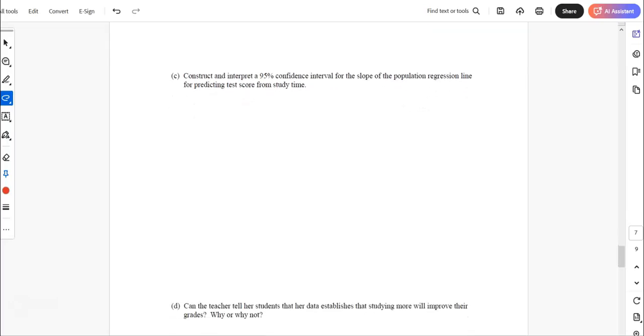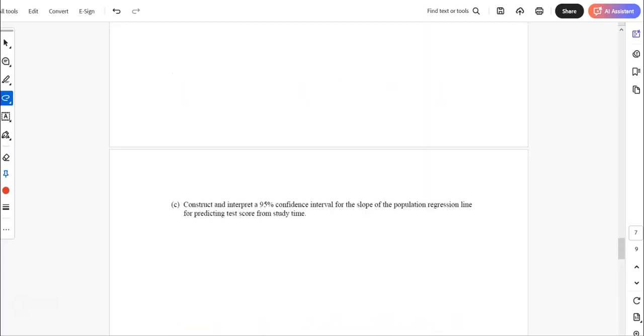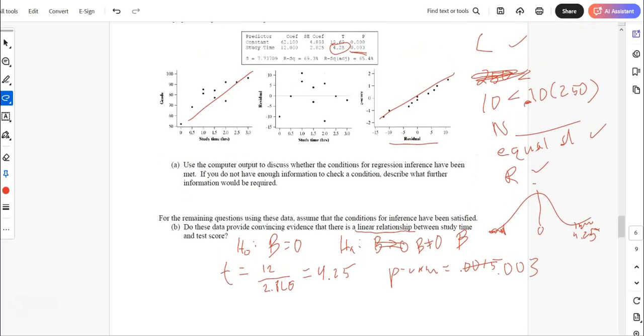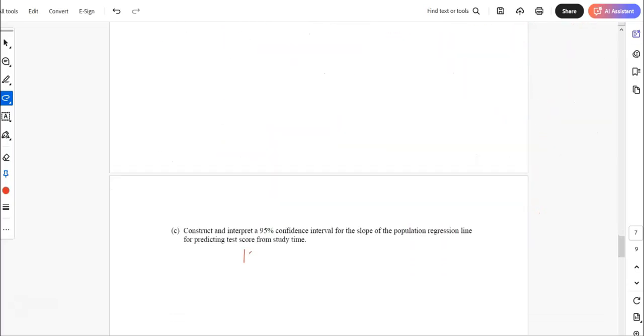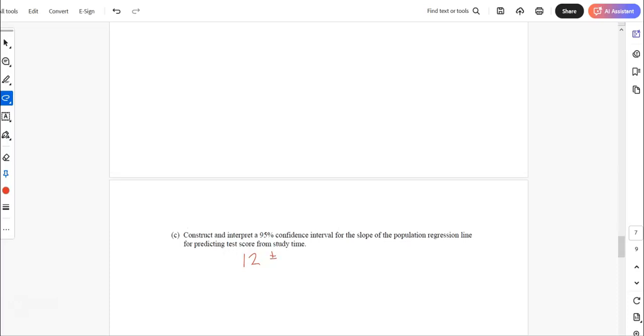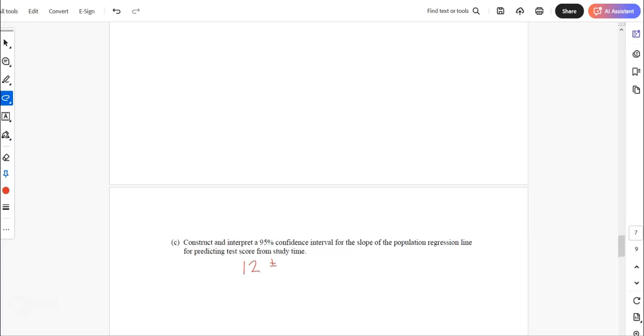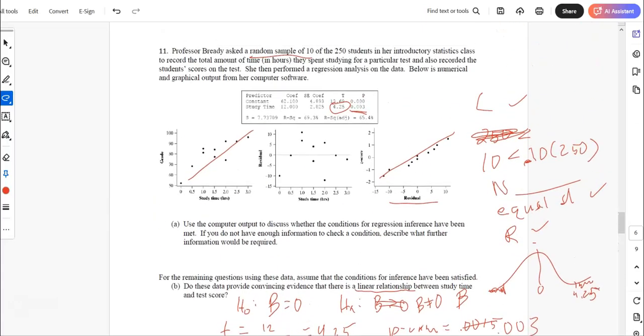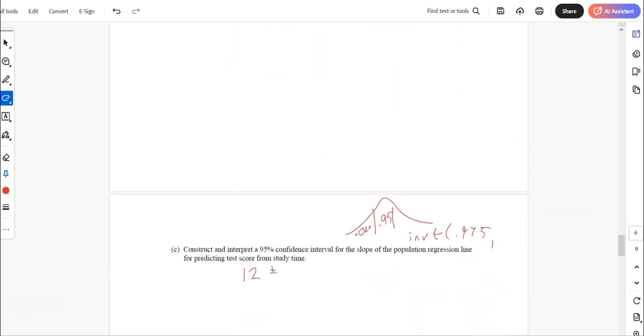Construct and interpret a 95% confidence interval for the slope of the population regression line for predicted test scores. So slope was 12. So 12 plus or minus. We don't have to check the conditions. We've already done that. Plus or minus the critical value. So 95, so 0.95 and 0.025. So you can go inverse T of 0.975, comma, degrees of freedom, which would be 8. So you would type that in your calculator.